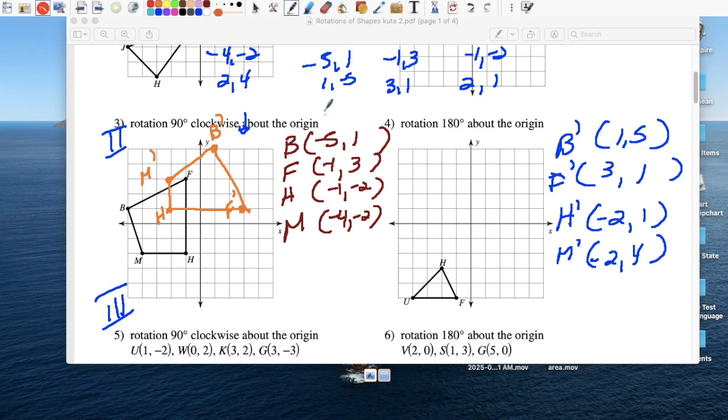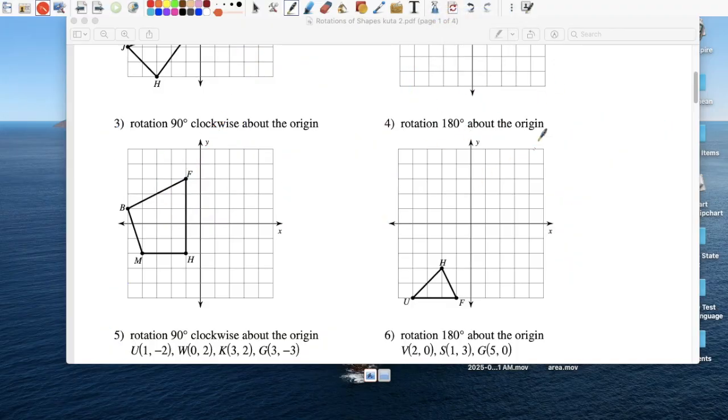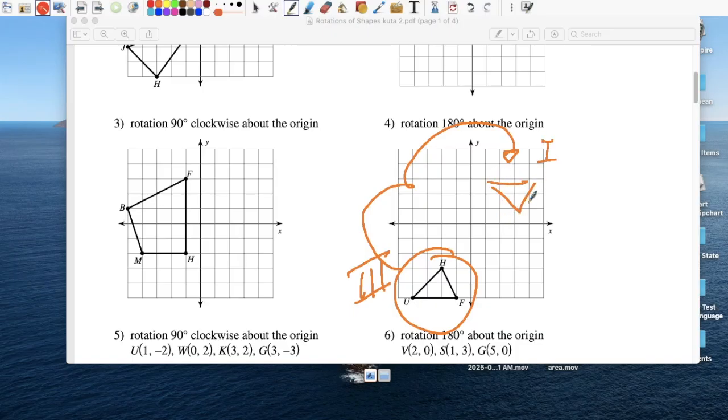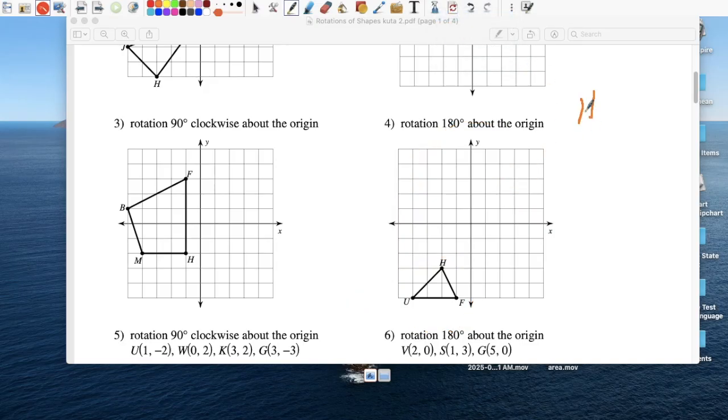Right? Just rotated 180. So rotated 180. All 3 points are in quadrant 3. Guess what? They're going to travel 2 quadrants. So this triangle is going to sort of look like this, but it's going to be in quadrant 1. So all the coordinates are going to be positive, positive. So let's identify. So H, U, F. H is -2, -3. U is -4, -5, and F is -1, -5.